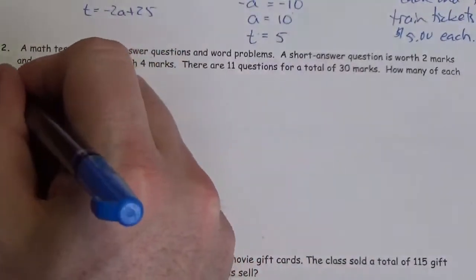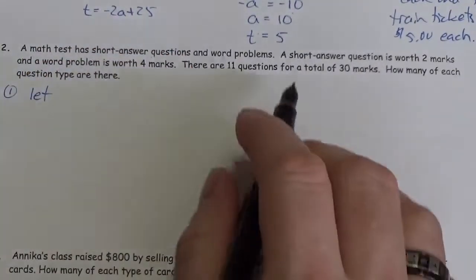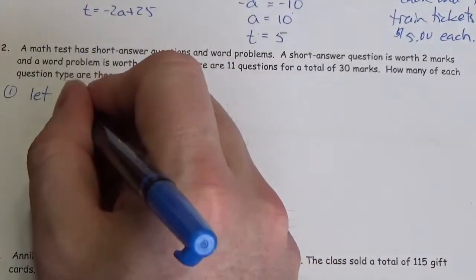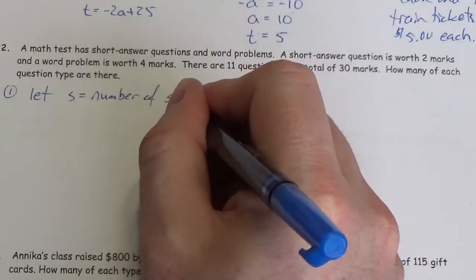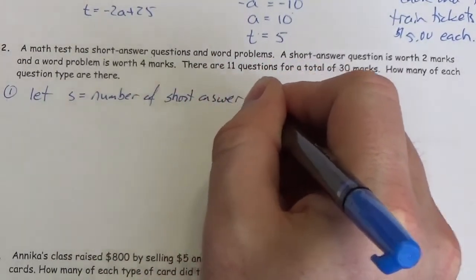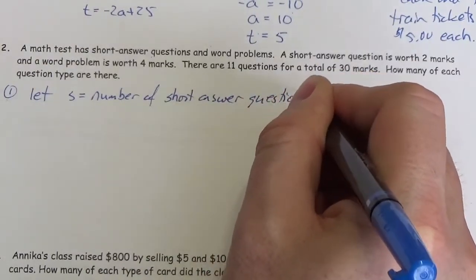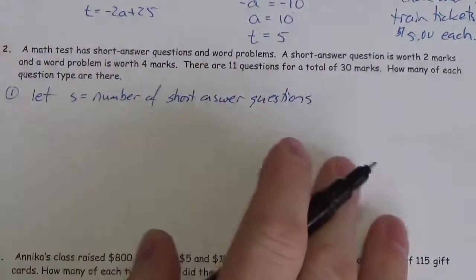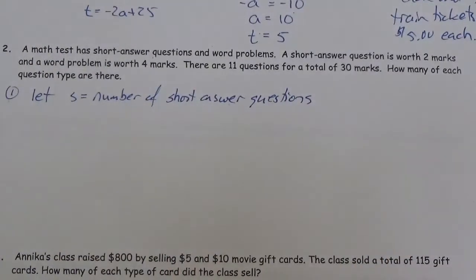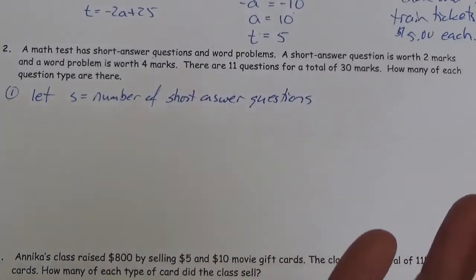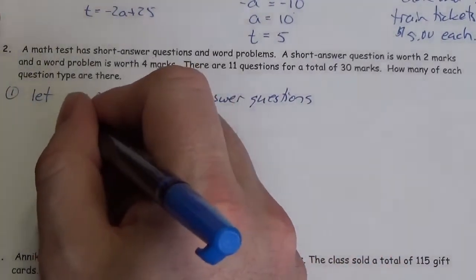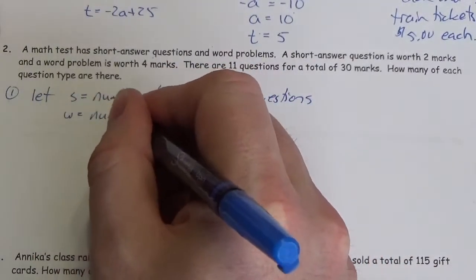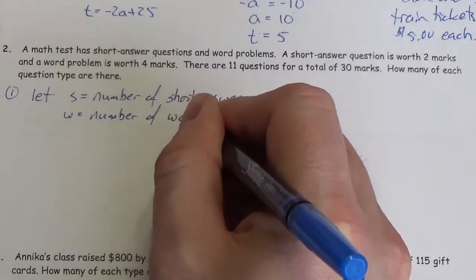So the very first thing I want to do here is give my let statement. We've got short answer and word problem. So we'll let S be the number of short answer questions. Now remember, don't get so lazy that you just write S equals short answer questions, because that doesn't communicate what you mean. S has to take on a value, and short answer questions isn't a value. What part of that are you implying there? And so we're going to let W equal the number of word problems.